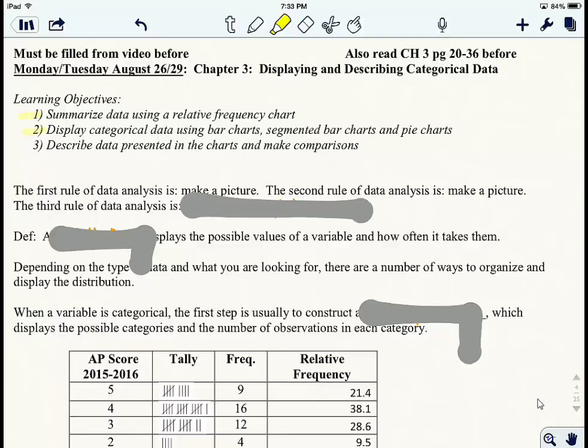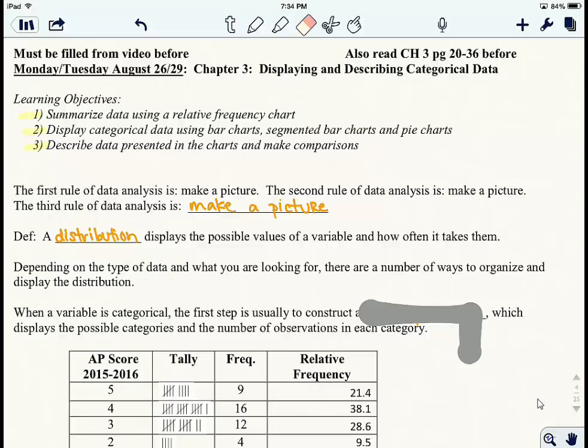to make comparisons. The first rule of data analysis is to make a picture. The second rule of data analysis, make a picture. The third rule of data analysis then is obviously make a picture. The whole point is we need to be able to visually see what's going on with the data distribution so we can better analyze it.